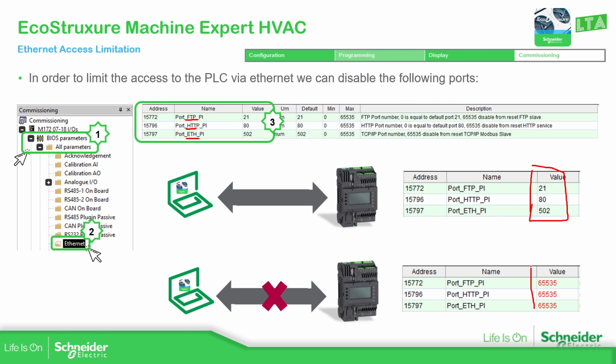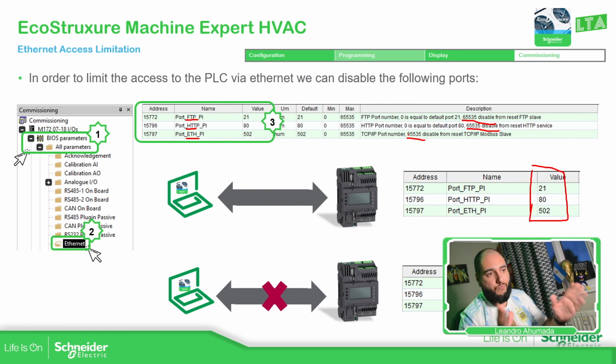But if you leave it at 65535, you disable this, as you can see here in the description. This is how we can limit the access. If we do it this way, it will limit the access for everyone trying to use the Ethernet in order to read or write variables or get access to connect.